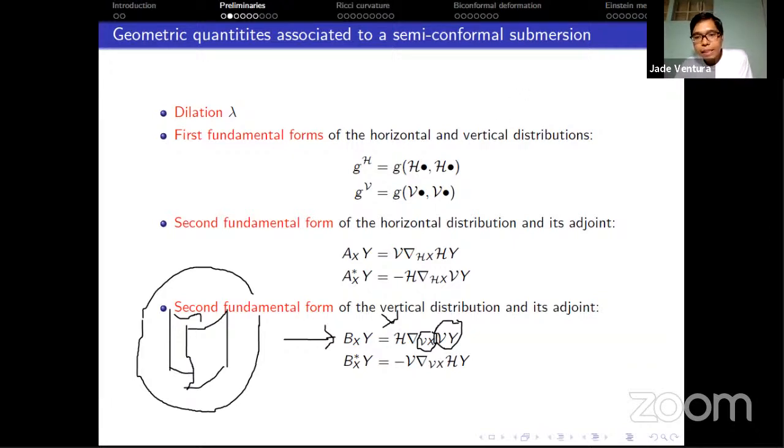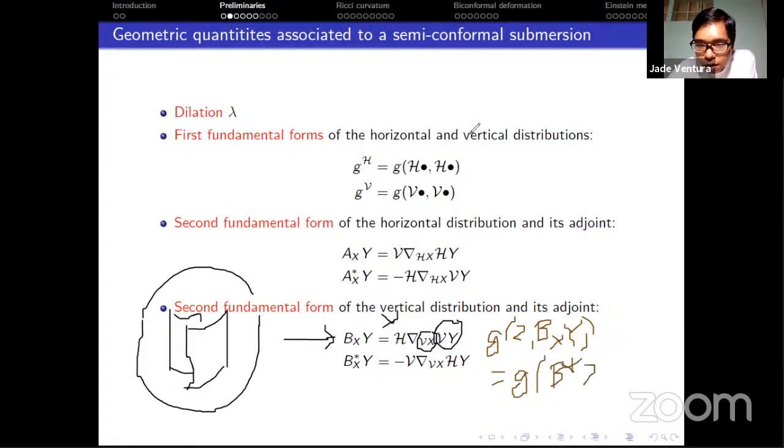And B star, how did we get that? B star is simply such that, let me use another color, such that G, say Z, B, X, Y. So the usual adjoint expression that you see, B star Z, X, Y. So that is how that expression for B star is obtained. So that's B and B star. For A and A star, we just simply mimic the expressions for B and B star.